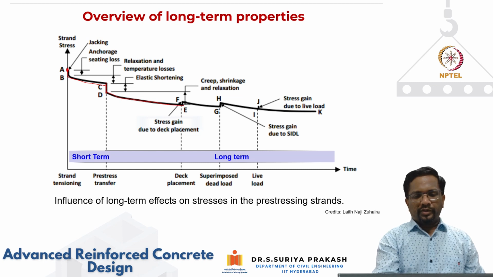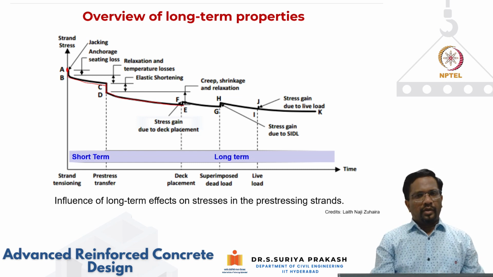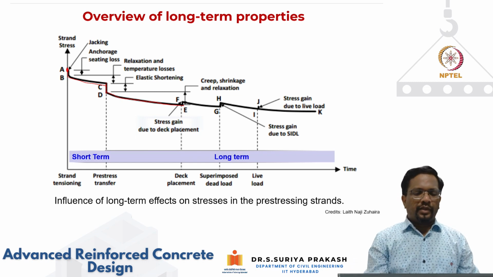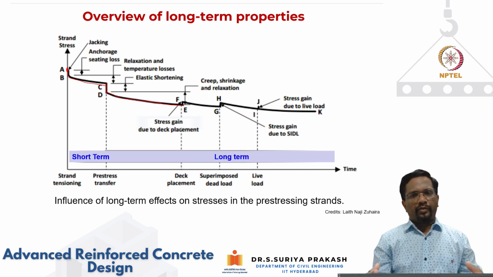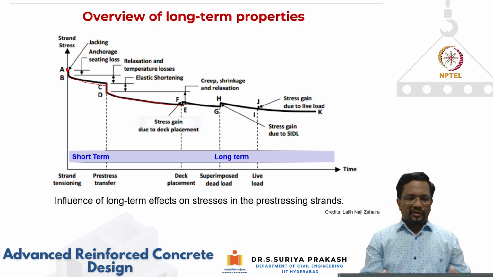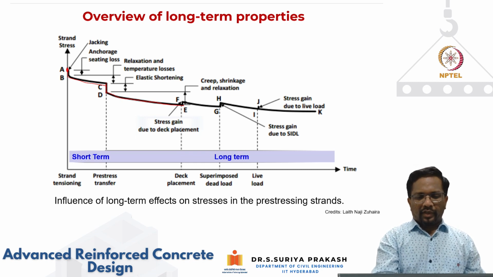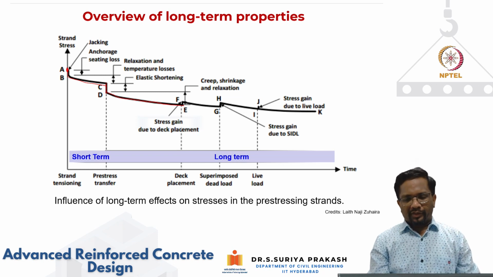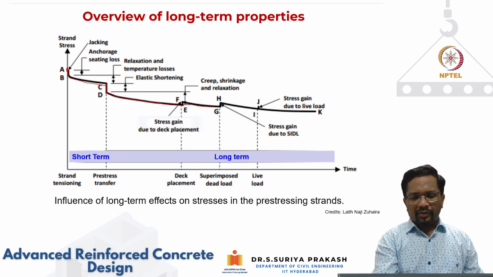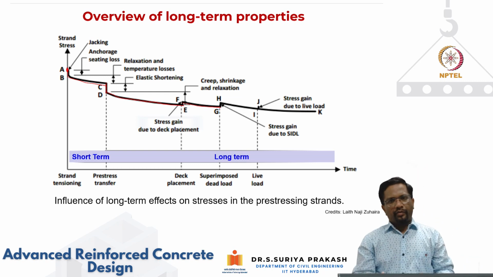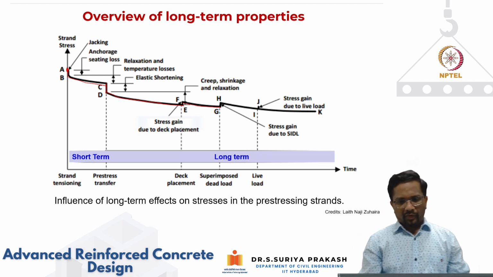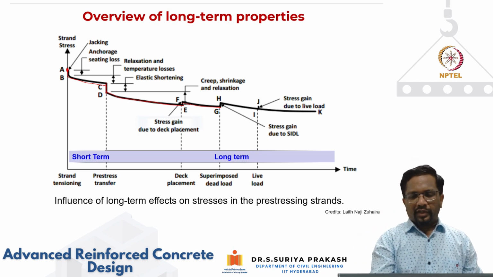Then again, let's say for a bridge application, you apply cast bridge decks and you look at the stress variations in a pre-stressing girder, for example. Because of that, you will have some load effect. There will be a stress gain due to deck placement. Then again, it will keep reducing. We are looking at what is happening to the pre-stressing cable stress levels at the tension side. That is the reason why there is a stress gain due to deck placement.